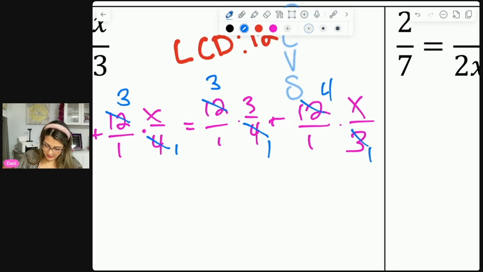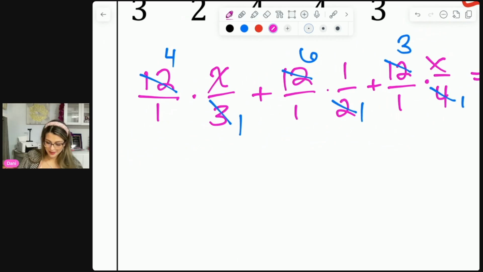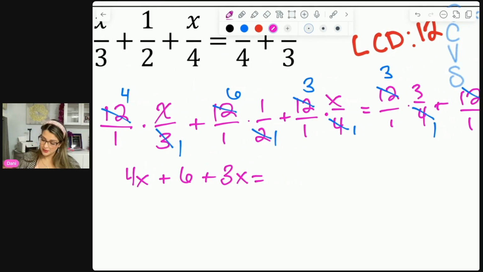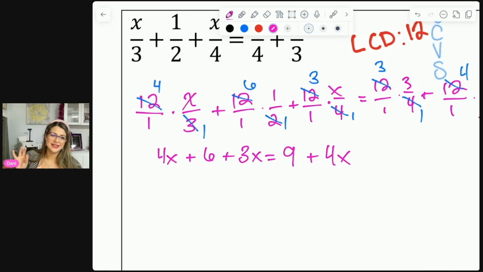Ugh, so many pieces. Okay, I know, so gross. So 4 over 1 times x over 1 is 4x. 6 over 1 times 1 over 1 is just 6, so that's nice. 3 over 1 times x over 1 is 3x. So that left-hand side, so much better now, right? 3 over 1 times 3 over 1 is 9. And then 4 over 1 times x over 1 is 4x. Now this equation is significantly nicer to look at than the original, right?